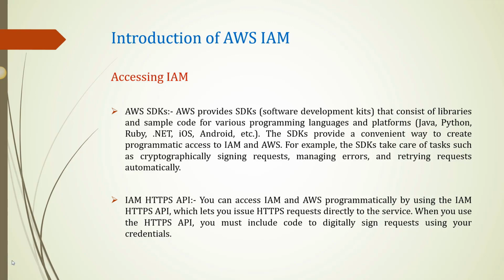And last way to access IAM is the IAM HTTPS API. You can access IAM and AWS programmatically by using the IAM HTTPS API, which lets you issue HTTPS requests directly to the service. When you use the HTTPS API, you must include code to digitally sign requests using your credentials. So these are the different ways to access IAM: first is the Management Console, second is the CLI, third is the SDK, and last is the IAM HTTPS API.